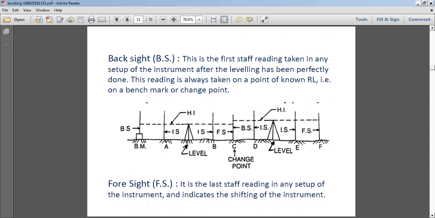So change point means when we are changing the station point. You can see from the first point we are taking the reading at C, that is the change point. At the second shifting station, from that station we are taking the first reading as a backside at point C, and at F, that is the foresight, that is the last reading. So this is all about the terms used in leveling work.